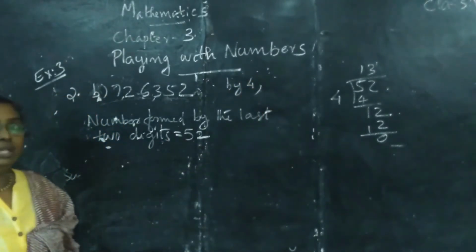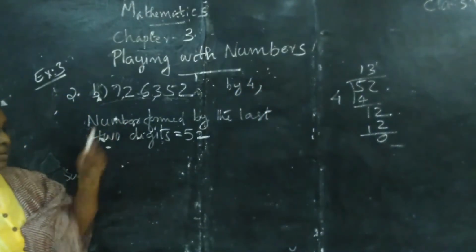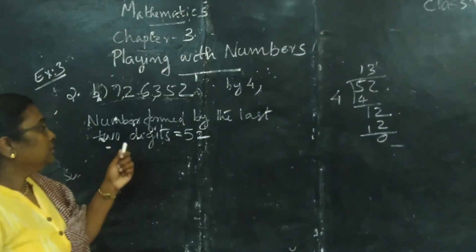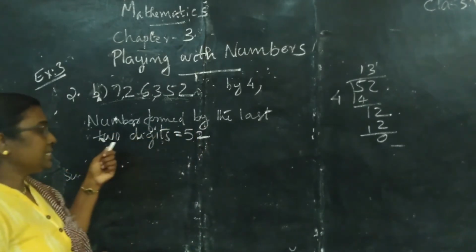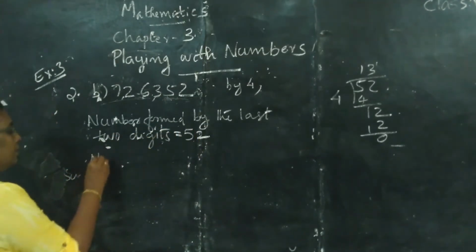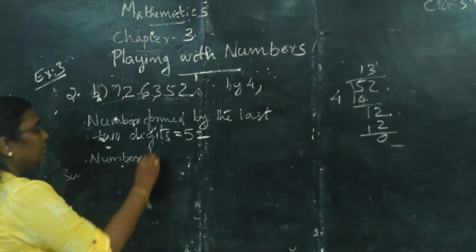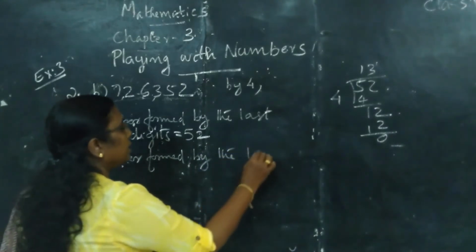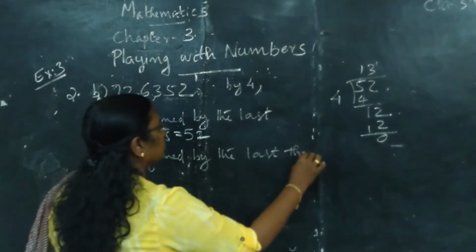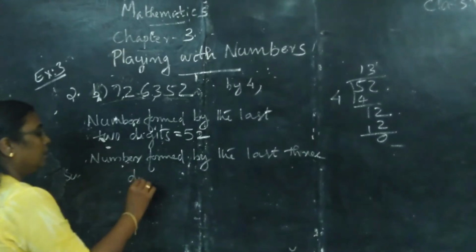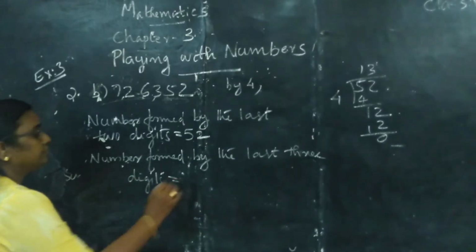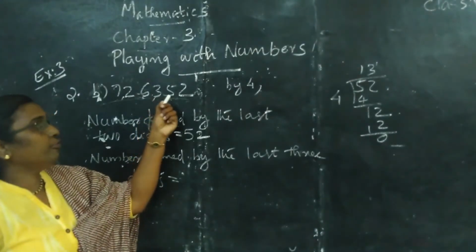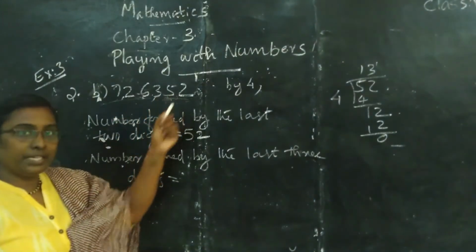Then, in order to check whether this number is divisible by 8, what can we do? We take the number formed by the last 3 digits. Tell me, what is the number? The last 3 digits are 3, 5 and 2. So, the number is 352.